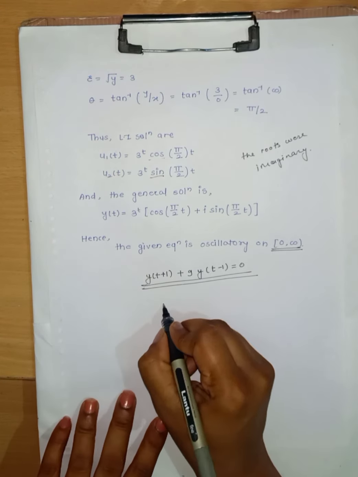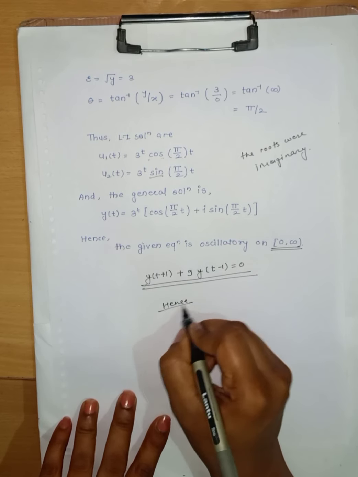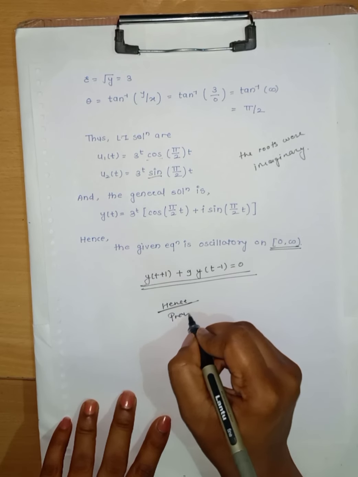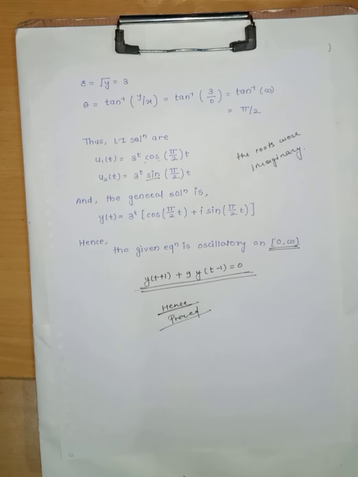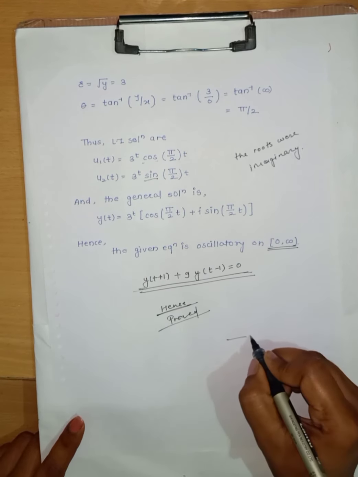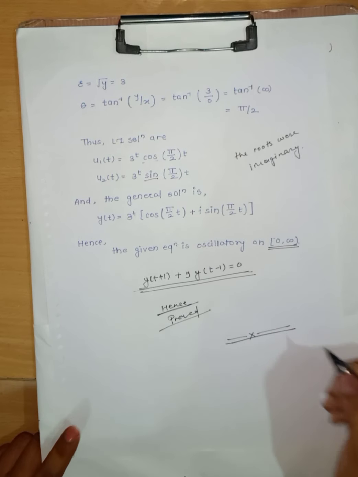So hence proved that the given equation was oscillatory on the given interval. So this unit is done.